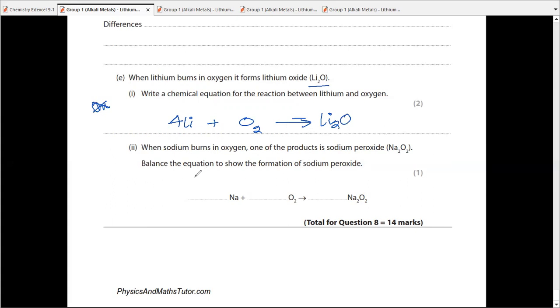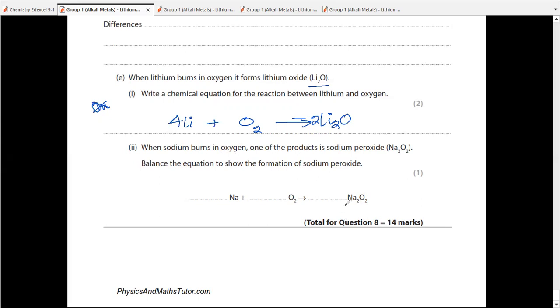Singular identity. Alright. So oxygen, we have 2 over here, but here we have 1. So in front of lithium, we'll add 2. Good. That's balanced. What about the balancing in the second part?